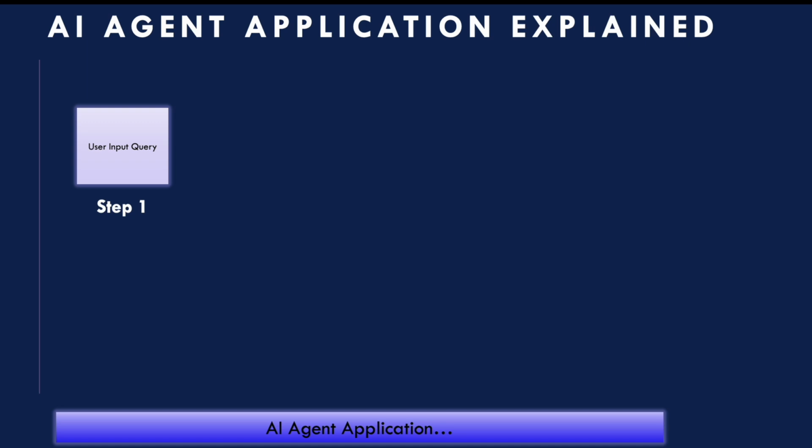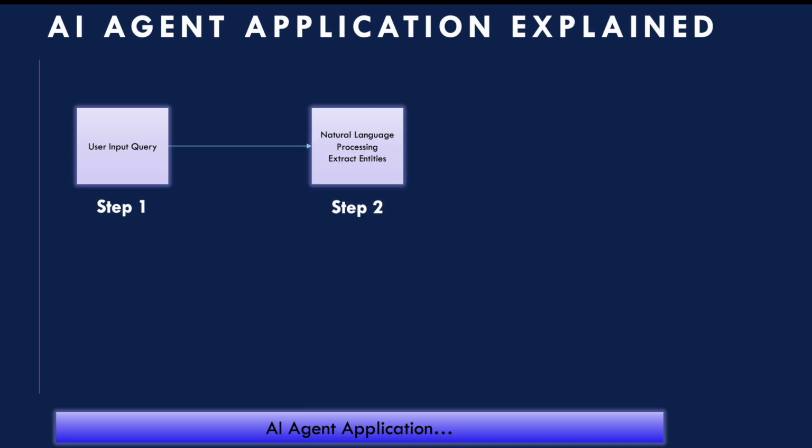In the first step, the AI agent application gets this input, the user input query. If I give an input like, how many leaves does John have in the year 2025, then I need to extract the balance type, which here is leaves, and the year, which is 2025. Who will do this for me? The natural language processing engine, using libraries like spaCy or NLTK. So the second step is to extract those entities.